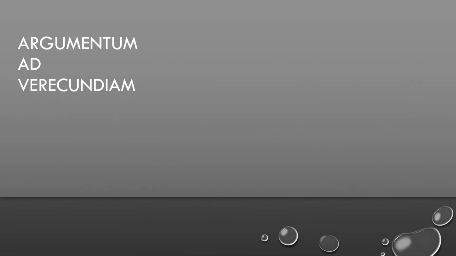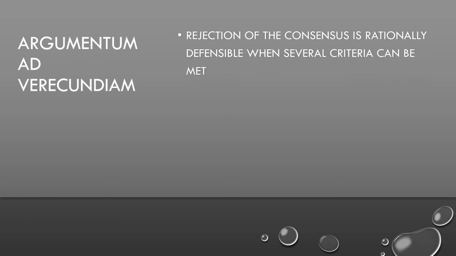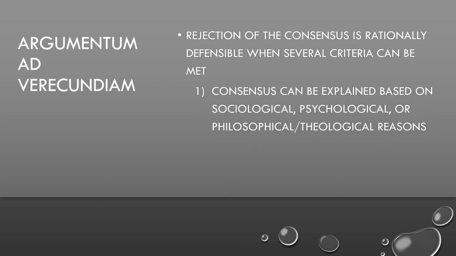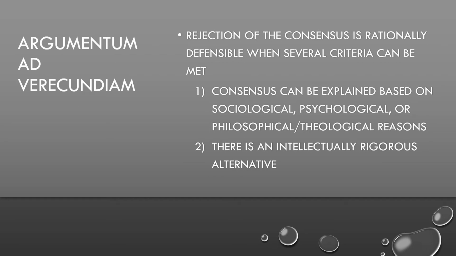However, the rejection of the consensus view is also rationally defensible where several criteria could be met. So, for instance, number one, you can explain the consensus on the basis of some kind of sociological, psychological, or philosophical, theological reason. Now, no, this is not the genetic fallacy, in other words, rejecting an argument or view based on its origin. It's rather questioning the appeal to authority as the reason to hold the view. It's attempting to show why the consensus may have obtained apart from the strength of the actual evidence. And the second criteria is there is an intellectually rigorous alternative view.